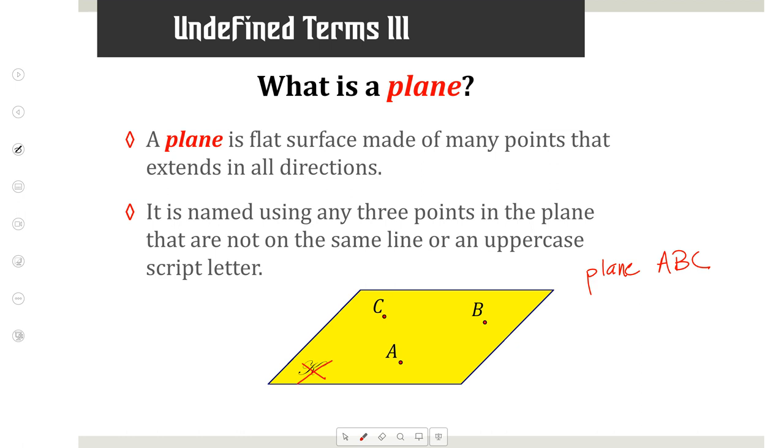Okay. We'll get to that later. That's like second semester stuff. Right now we're just going to focus on two-dimensional geometry. Stuff that can be drawn on a piece of paper.